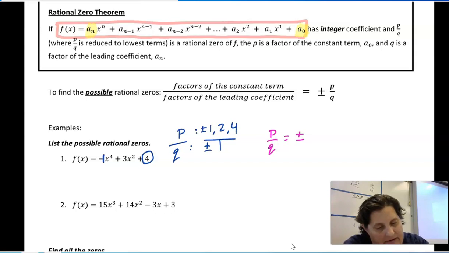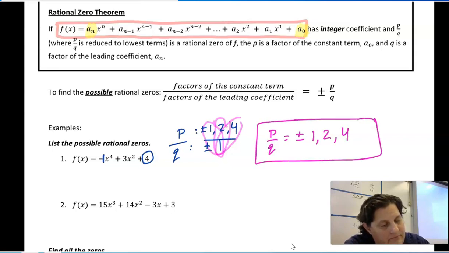Okay, and I kind of go like this. All right. 1 divided by 1, 1. 2 divided by 1 is 2. And 4 divided by 1 is 4. Now, does that mean that those have to be solutions? Definitely not. Those are just possible solutions.